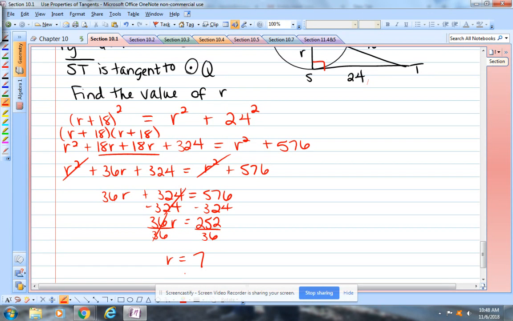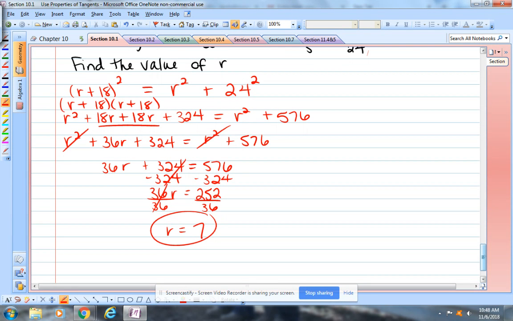We haven't done algebra this involved in a very long time, have we? That was a good little refresher. All right, so that is the end of section 10.1.